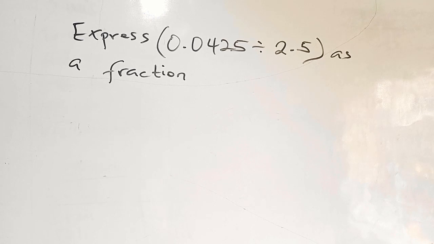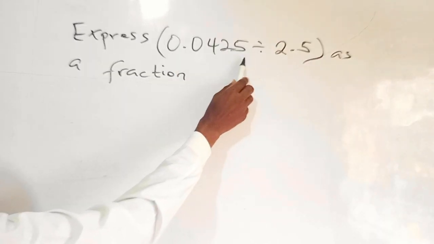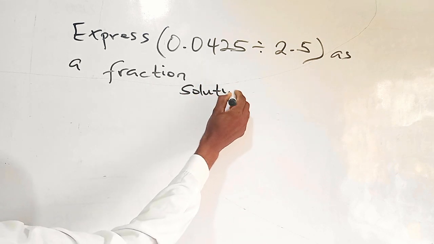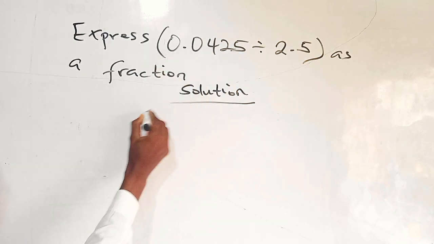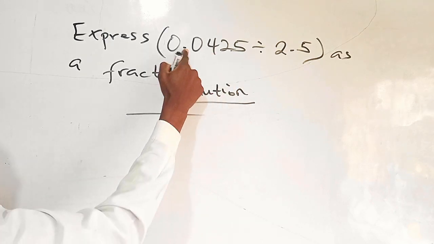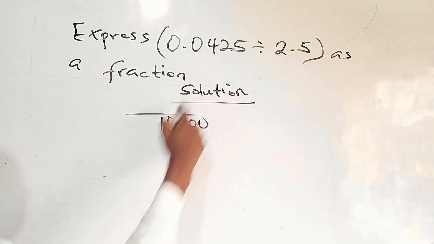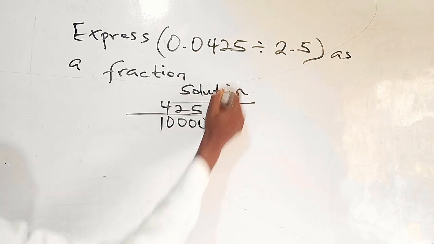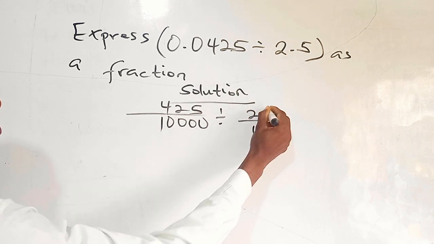The question says, express 0.0425 divided by 2.5 as a fraction. Okay, we have to express it as a fraction. Solution. We can easily change this decimal to a fraction. To do this, the point changes to 1 and every other digit turns to 0. We have 4 digits, so we have 4 zeros here. So we have 425 over 10,000, divided by 2.5, which changes to the fraction 25 over 10.